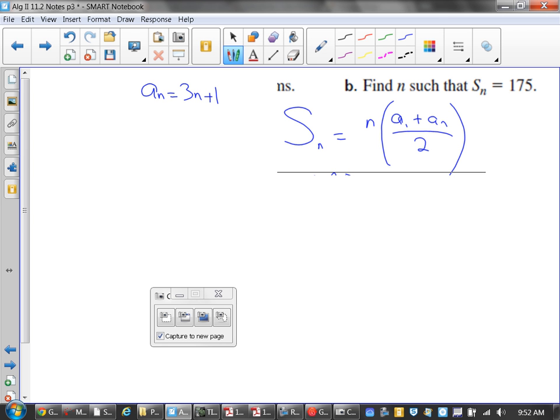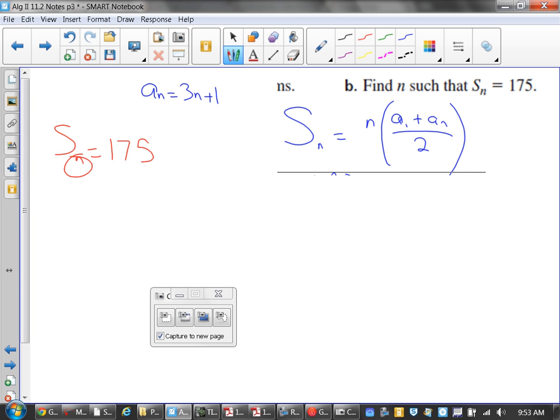Now, we've already figured out what the nth rule is for that sequence. We know it's 3n plus 1. And we also know that the generic formula for the sum of the series would be S sub n equals the sum formula. Now we want to figure out what happens when S sub n equals 175, and you want to try and solve for that n value. We're reusing the same information from the original problem.